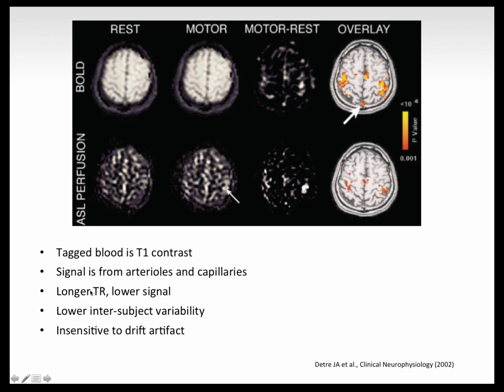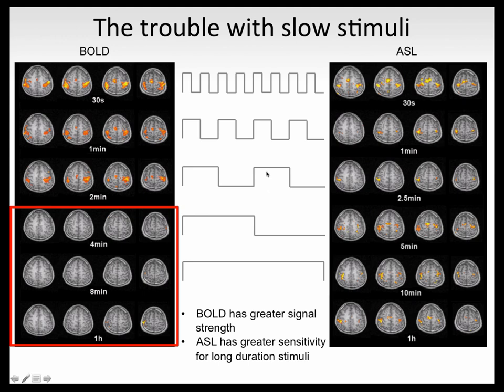Problems with this are that it takes a little bit longer to acquire, so you can't get as many slices. You have slightly lower signal, but what you do get is lower intersubject variability, and it's insensitive to the drift artifact, which is something that happens and gives you trouble with slow stimuli in fMRI. So if you look at something that's switching on and off every 30 seconds, for example, it's pretty good in BOLD, pretty good in ASL. You can see the signal difference here and here. This one's got higher signal.